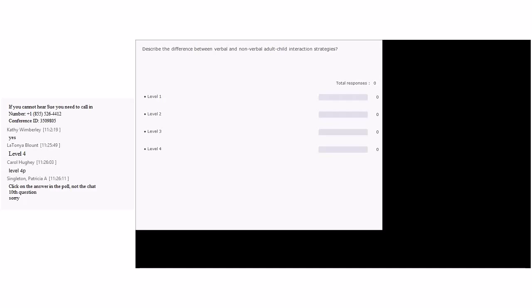Oh, here we are. Describe the difference between verbal and nonverbal adult-child interaction strategies. 100% so far on level 2, and that is because, what are we asking for? Content. Content information. Okay, next one.